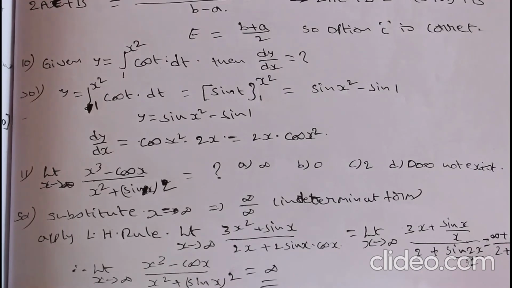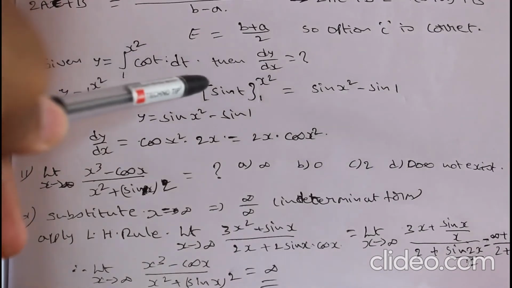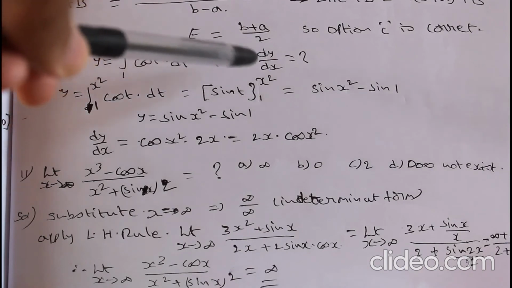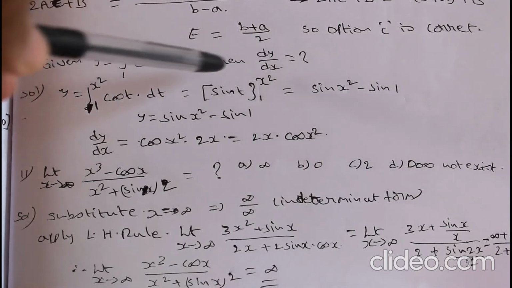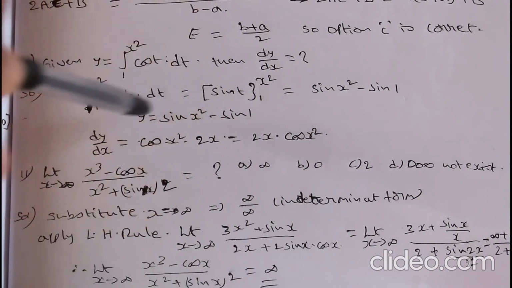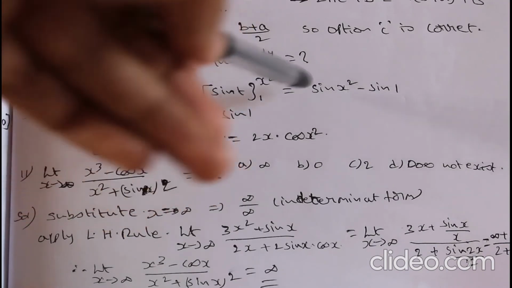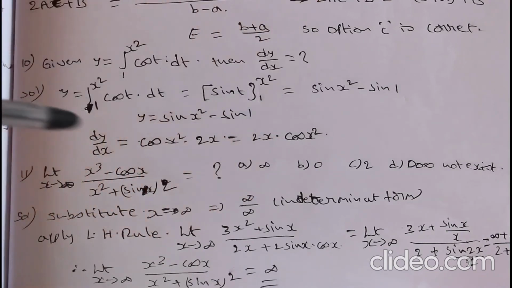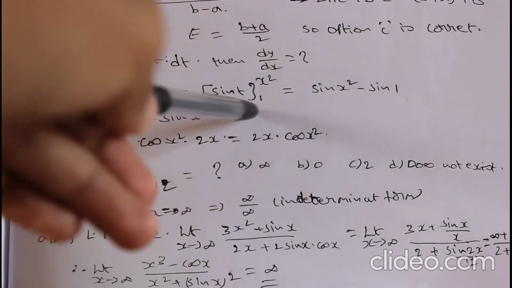Now look at question number 10. Given y is equal to integral of 1 to x square cos t dt, then find dy by dx. Here y is given, but it is in the form of integration of cos t dt. First we have to find this y, after that we have to find dy by dx. So integration of cos t is nothing but sin t, with limits 1 to x square. After applying the limits, y is equal to sin x square minus sin 1.